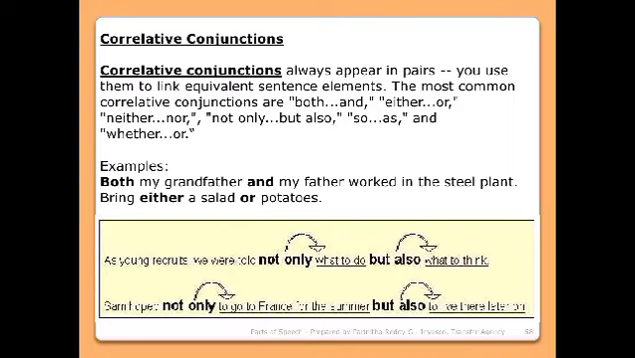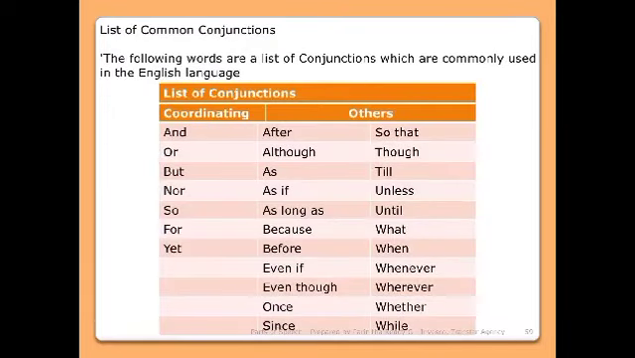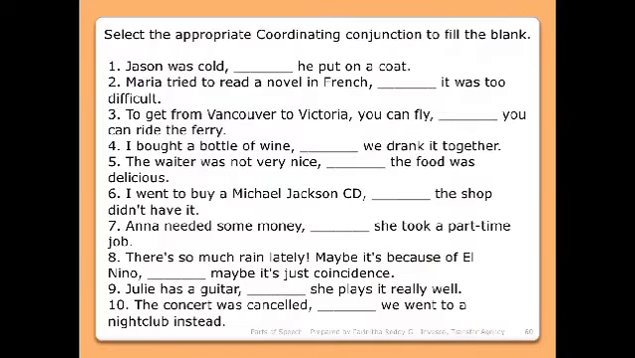There are some correlative conjunctions. They always appear in pairs. You use them to link the equivalent sentence elements, and the most common correlative conjunctions are both and either. There is the example over there. List of the common conjunctions: and, or, but. These are coordinating. Other than that, after, although, so that, though, as, till, as if, unless, as long as. And there are a couple of examples you can see in this table. You would have to memorize this table when I share the notes with you guys.